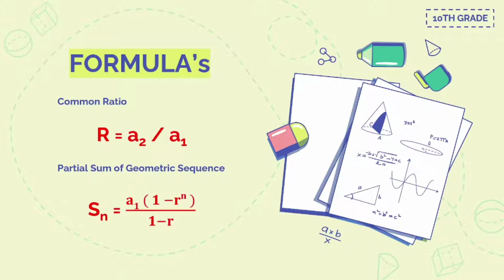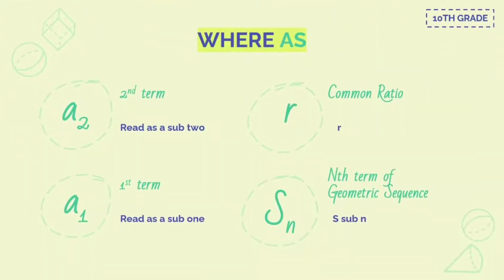over 1 minus r. So I'm requesting everyone who watches this video to please keep notes of these formulas because we're gonna use them later on. Okay, done? Whereas a sub 2 is the second term, a sub 1 is the first term, r is the common ratio, S sub n is the nth partial sum of the geometric sequence.